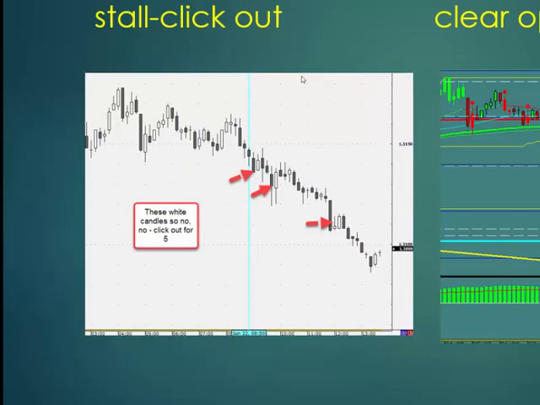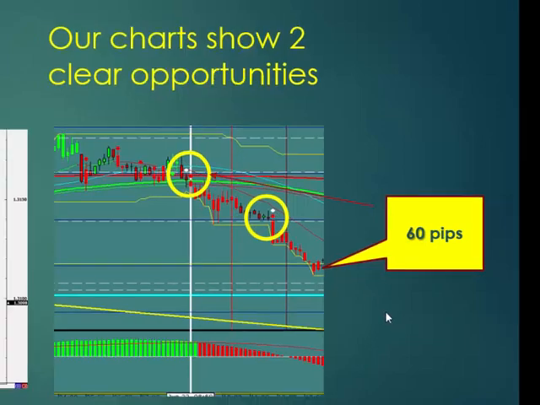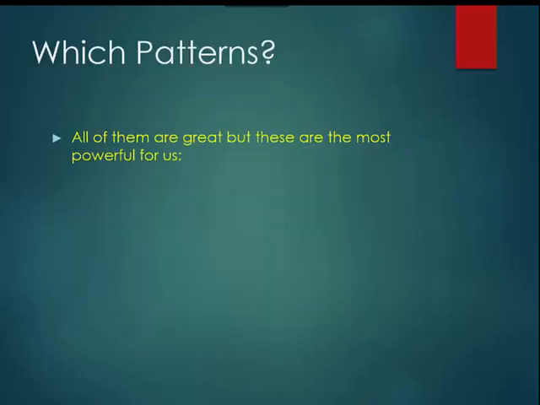So what's the result of that? As you can see over here on the other charts, they tell you, stall out, you're not going anywhere, look out. Over here, what do we get? Two clear entries, both with white dots, both with momentum candles. And that move right there went 60 pips with two clear opportunities to trade it. That's what we mean by momentum. To our knowledge, we're the only people in the world who have figured out how to find and depict momentum on charts.